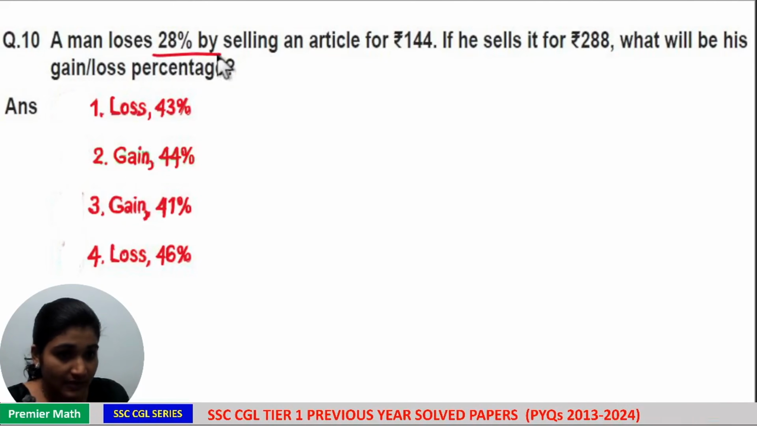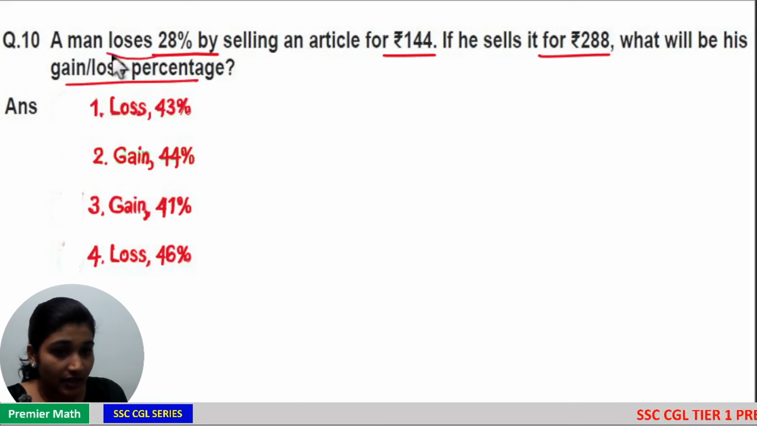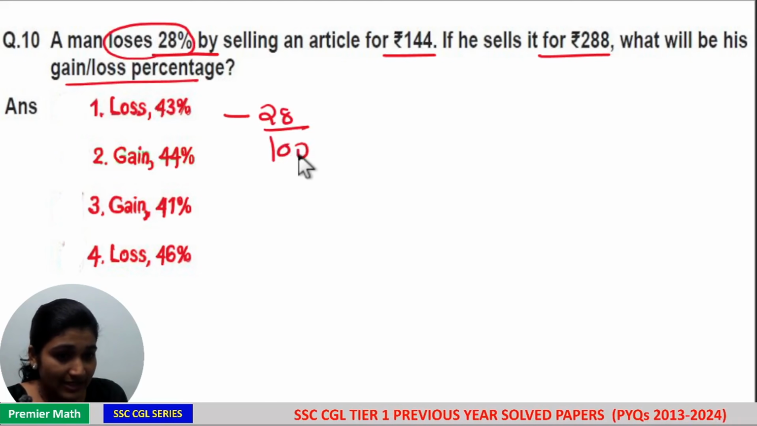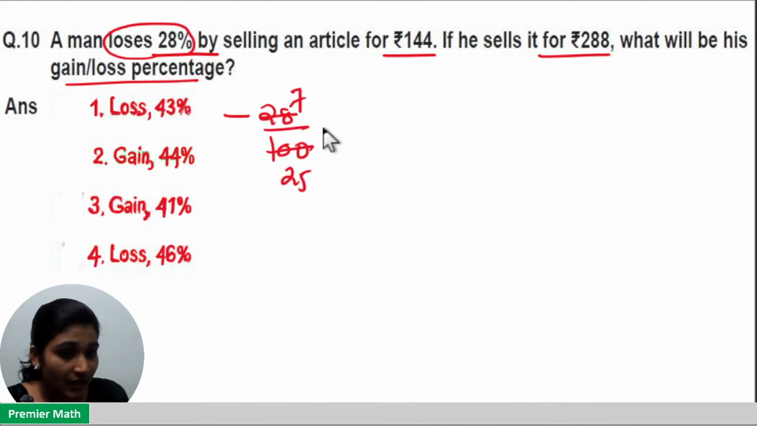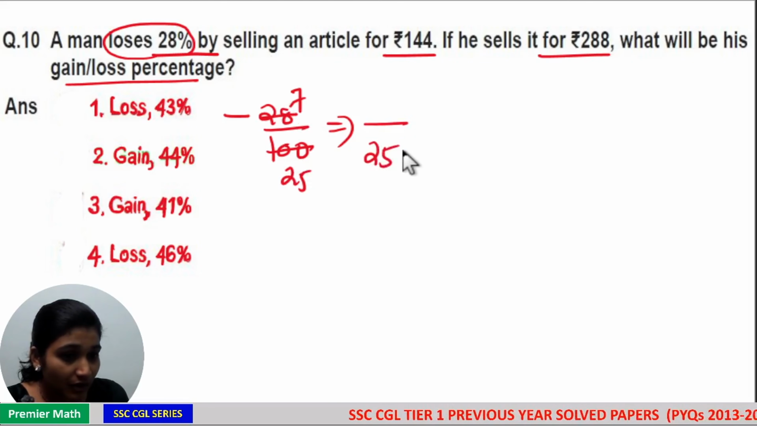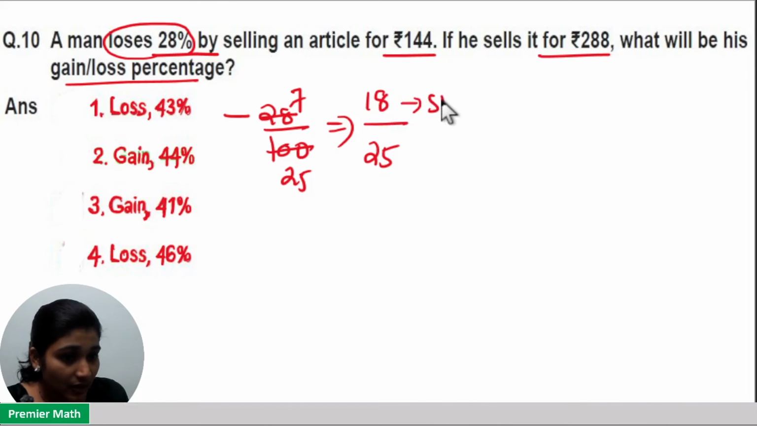A man loses 28% by selling an article for rupees 144. If he sells it for rupees 288, what will be his gain or loss percentage? Here loss is 28%. Loss means negative. So 28% means 28 by 100. 4 goes 7 times in 28 and 25 times in 100. Here 7 by 25 means 7 parts is the loss out of this 25 parts cost price. That is, if 25 parts is cost price, 25 minus 7, 18 parts is the sell price.